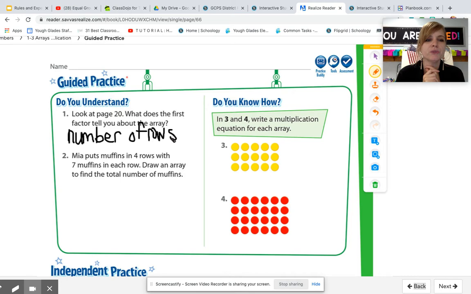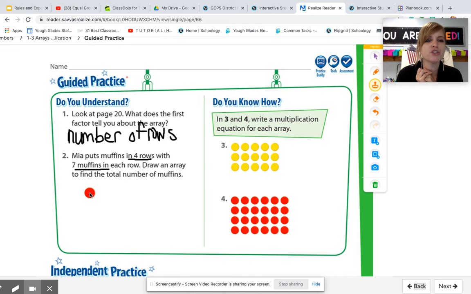Let's do number 2. Mia puts muffins in 4 rows with 7 muffins in each row. I'm going to underline 4 rows here with 7 in each row. It says draw an array to find the total number of muffins. You're going to draw an array. I'm going to use my stamper up here. You can use circles to draw your array. And we want this to be nice and neat.